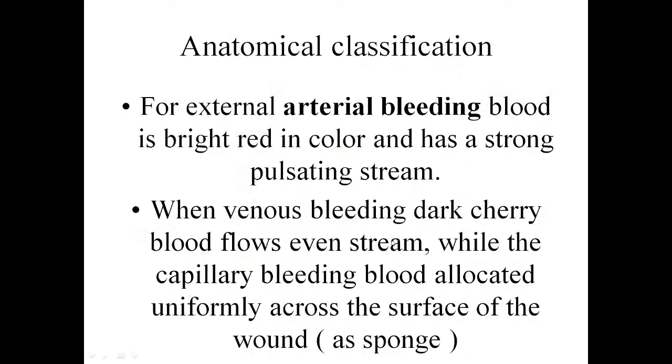And in the slide you can see the anatomical classification. For external arterial bleeding, blood is bright red in color and has a strong pulsating stream. With venous bleeding, dark cherry blood flows in an even stream, while in capillary bleeding, blood is allocated uniformly across the surface of the wound.